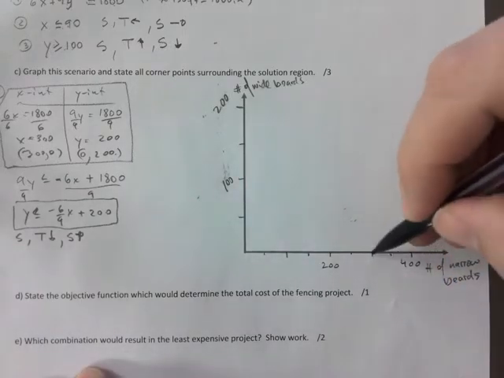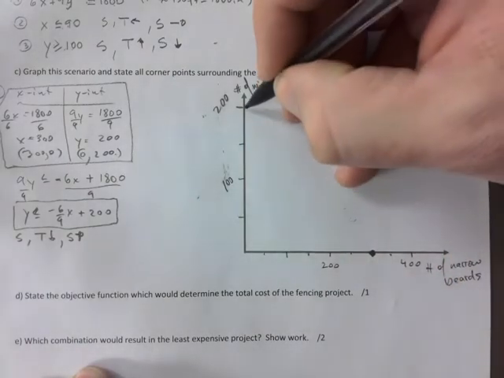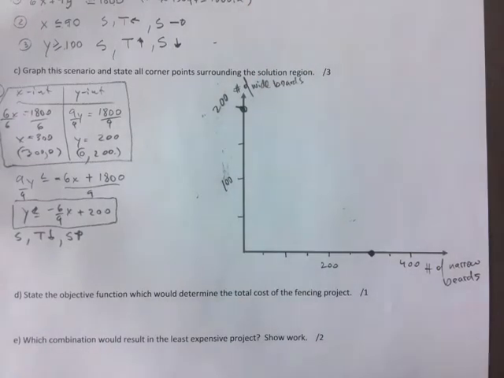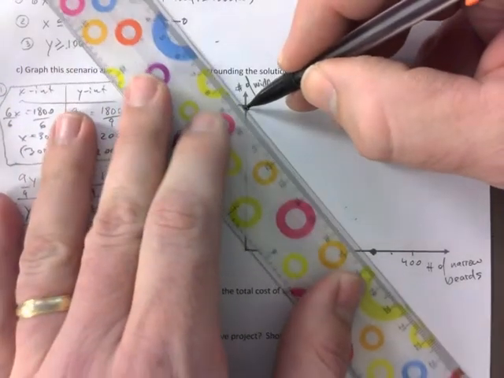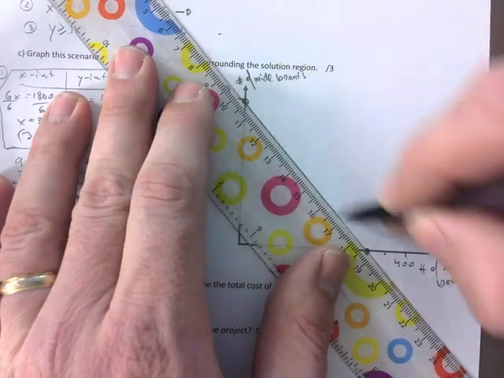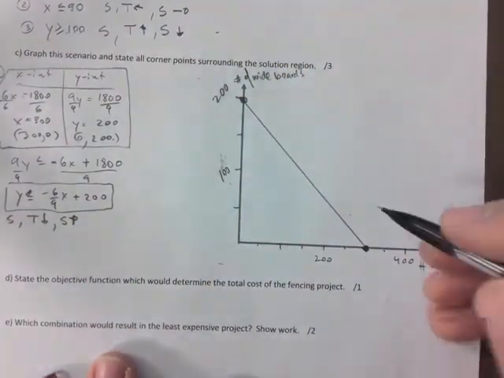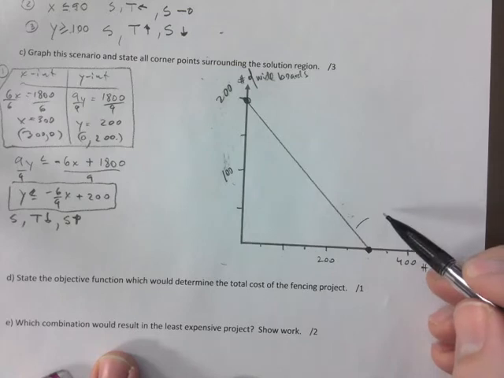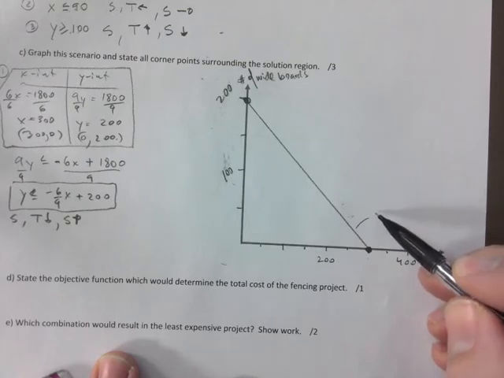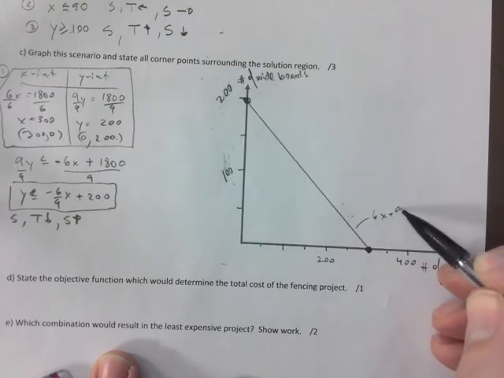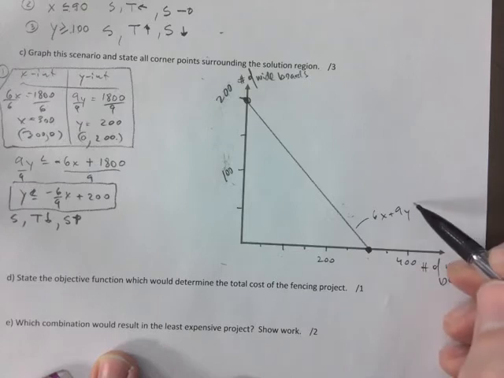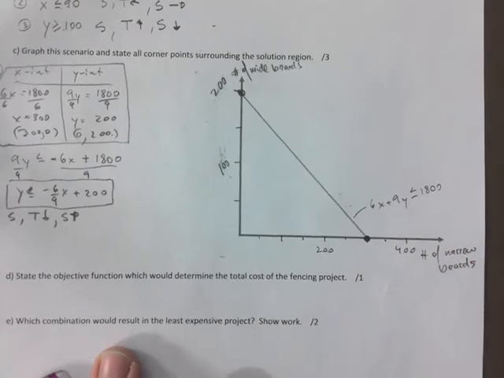So 300, 0 is here. 0, 200 is right up there. I don't have a ruler. I do have a ruler. I rented mine out for now. So there it is. Right, that's the first one. And if you didn't get this, just make sure you learn from it, okay? That's all good.